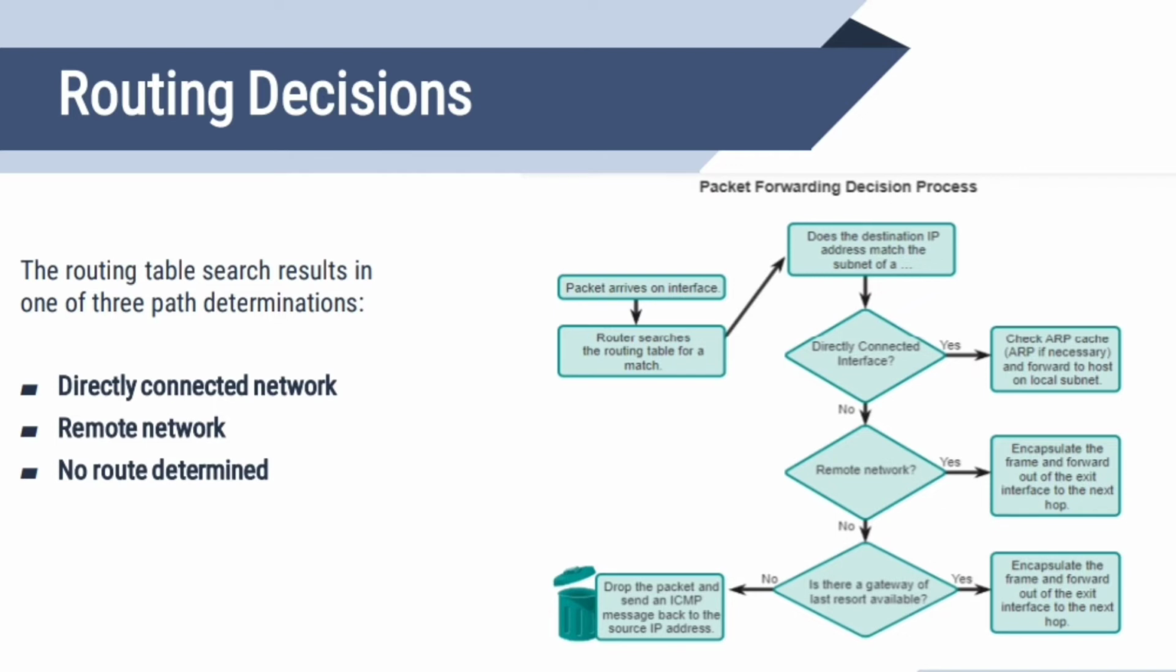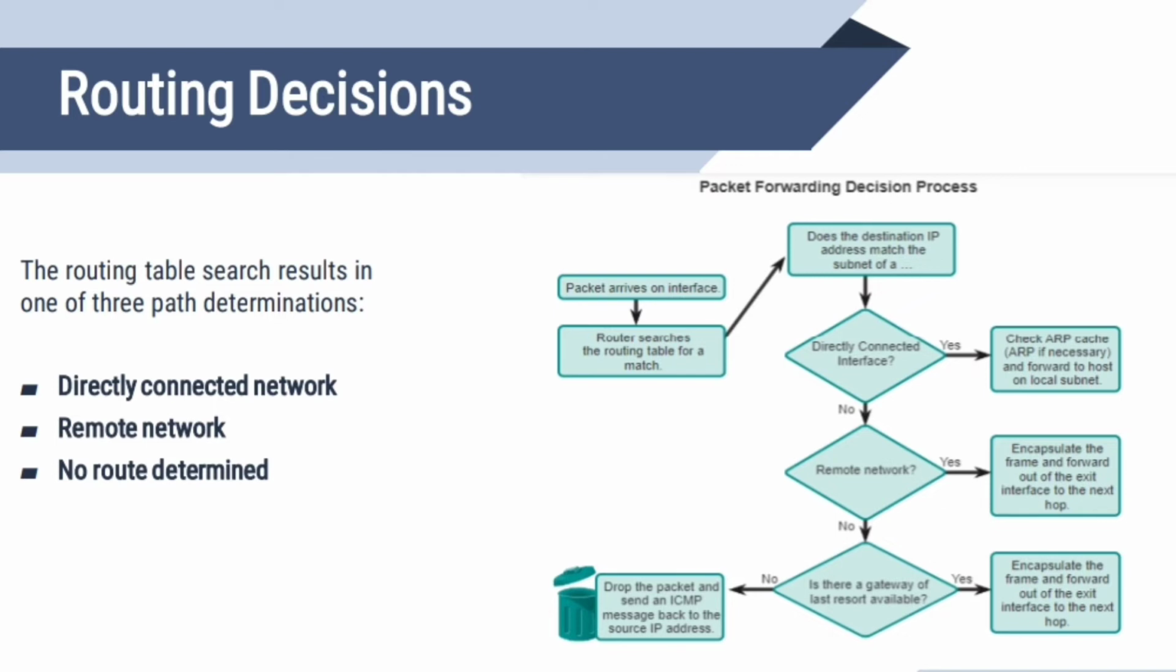First, directly connected network. If the destination IP address of the packet belongs to a device on a network that is directly connected to one of the interfaces of the router, that packet is forwarded directly to the destination device. This means that the destination IP address of the packet is a host address on the same network as the interface of the router. Remote network. If the destination IP address of the packet belongs to a remote network, then the packet is forwarded to another router. Remote networks can only be reached by forwarding packets to another router.